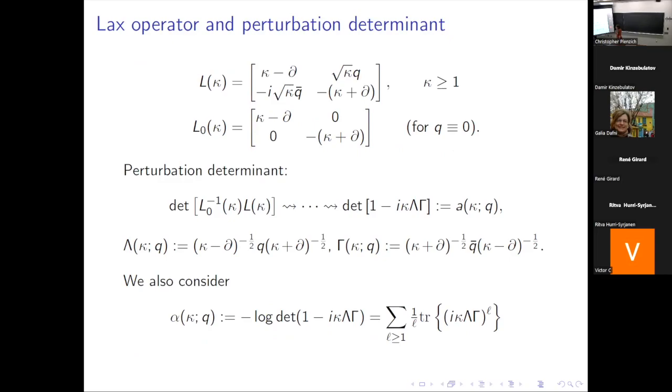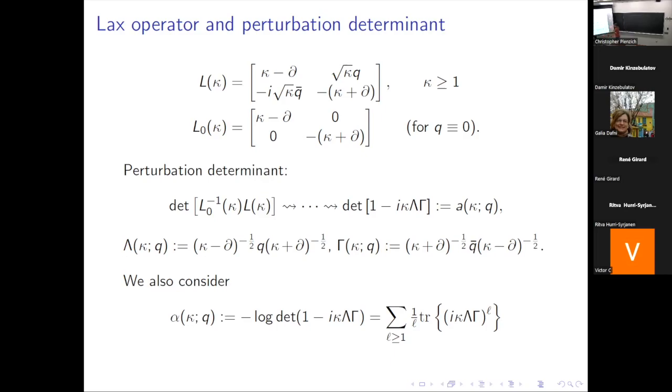So we focus on the Lax operator. Here's the Lax operator for DNLS written here. If you're wondering, this L looks very similar to the Lax operator for the cubic nonlinear Schrödinger equation without the derivative. The only difference is that without the derivative, these square roots of kappa here would be missing, and it would make the analysis much better. So this is L, and L naught is L where we plug in the potential Q equals 0. From that, we consider the perturbation determinant, the determinant of the inverse of L naught times L.